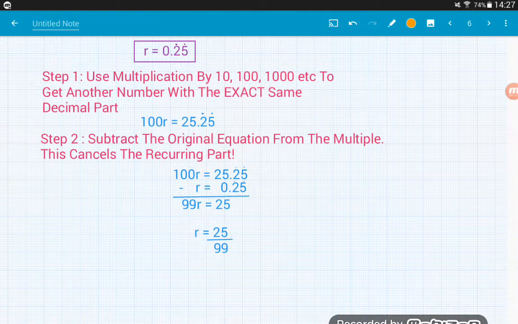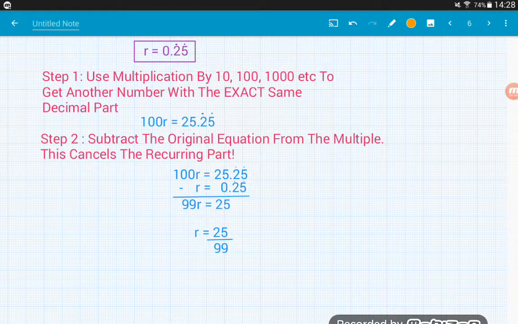Okay, what happens if we get 2 recurring digits? It's not really that much trickier. All that we need to do is a slightly bigger multiplication to clear the 2 digits this time instead of the 1 digit. So for one like this, we're going to multiply by 100, which is going to move the decimal point 2 places to the right. So if we multiply by 100, we get 100r is 25.25 recurring.